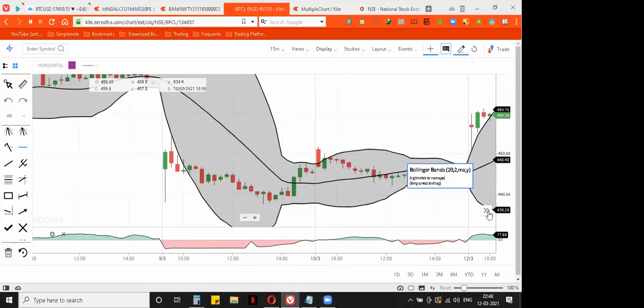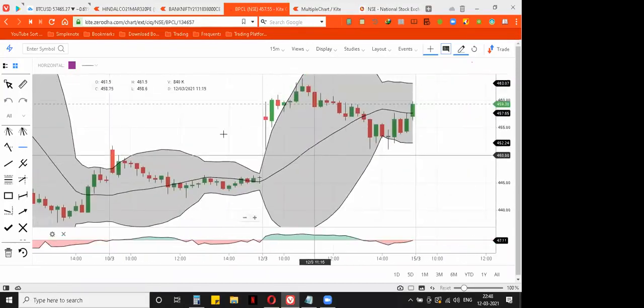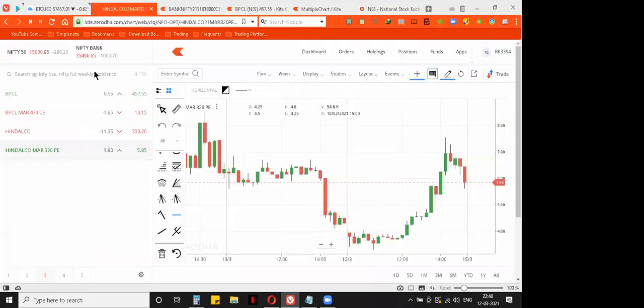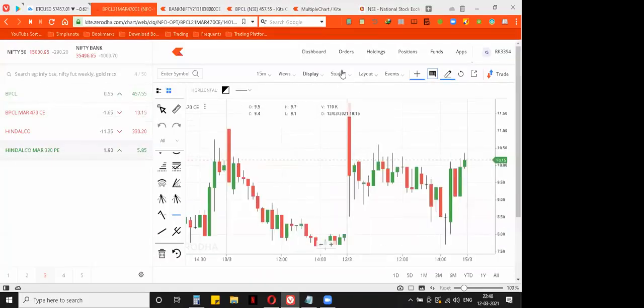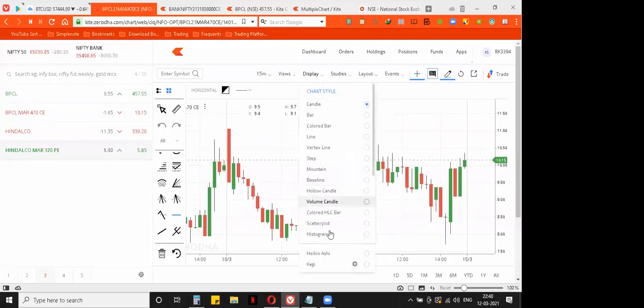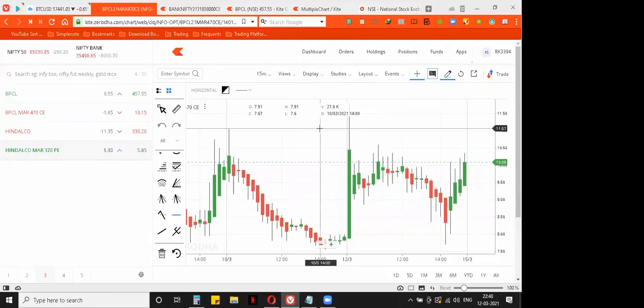There's one more thing I wanted to ask you, Swaminathanji. If you look at that BPCL, you had mentioned that the option started around 9. If you go back to that BPCL... I'm on the BPCL spot chart, I'm going to the option here. Okay, you'll have to change this to Heiken Ashi again. Yes, of course. Display Heiken Ashi.